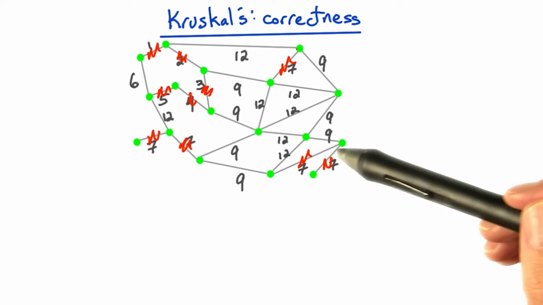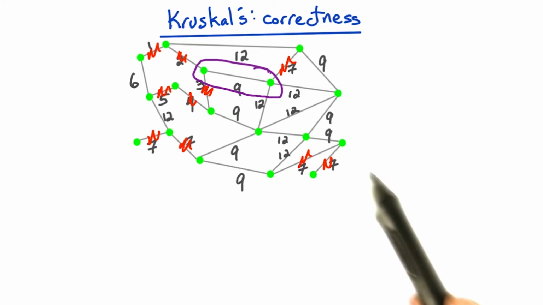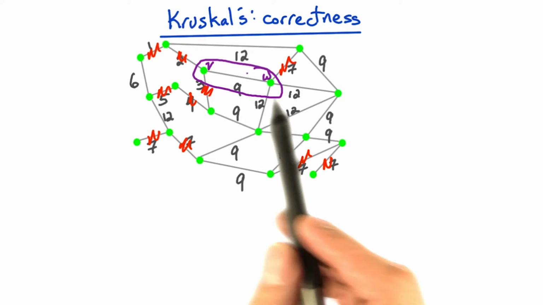Then we add in these 5 edges of weight 7. And then finally we're going to consider one of these edges of weight 9. Now which edge of weight 9 do we consider first? Well, that's an arbitrary choice. Let's suppose we consider this edge of weight 9 first. Let's mark the endpoints as V and W.